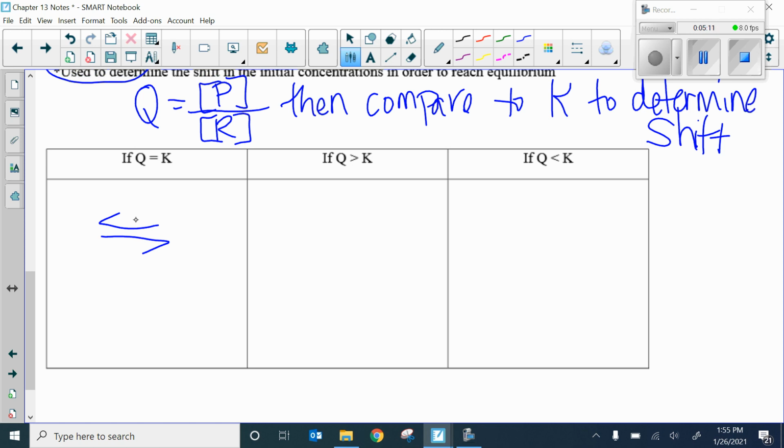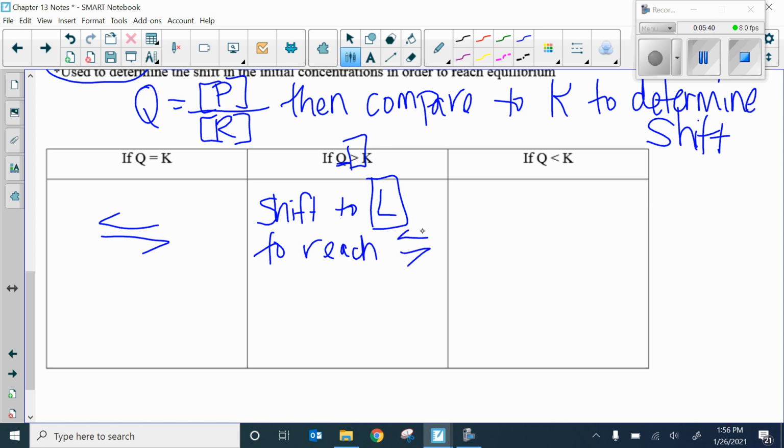Now, if I think about Q being too big, so Q is really large, okay? You can look at the little alligator like you used to do in elementary school. If Q is too large, my alligator is eating Q, so it's going to say the same thing, that I need to shift to the left, because I have too much product. So it's going to shift to the left to reach equilibrium. If that's our goal, if Q is bigger than K, I'm going to have to shift left. What this says is that the concentration of the products is too large, and I've got to do something to alter my reaction to shift it left.